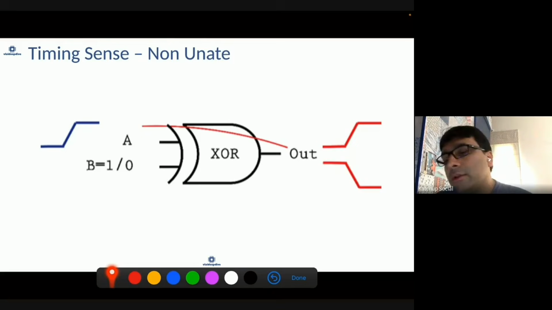And because this can follow in any direction, the arcs are non-unit. So non-unit arcs is when you cannot predict based upon input changes how output is going to rise or fall. So positive unit is when input changes, output follows in the same direction. Negative unit is when input changes, output follows in the opposite direction. And non-unit is when you cannot tell when input changes whether output is going to follow in the same direction or not.